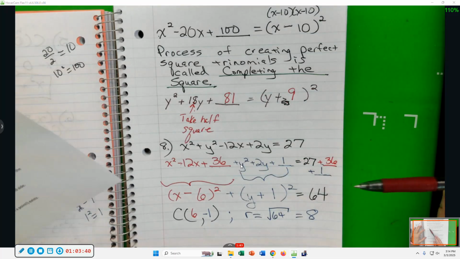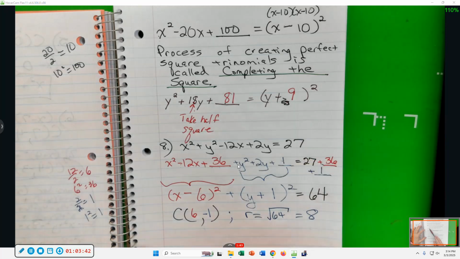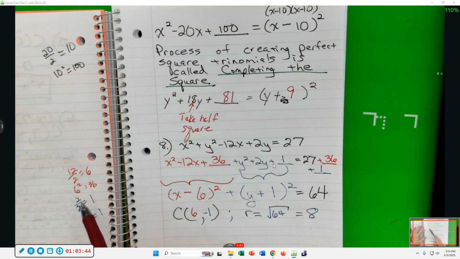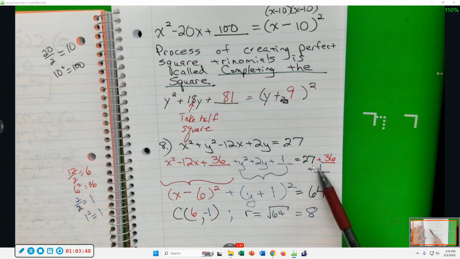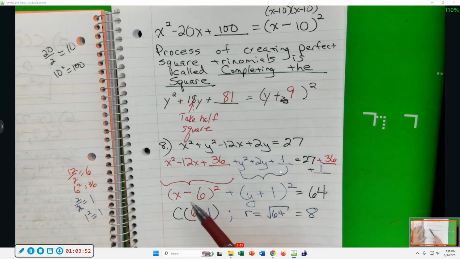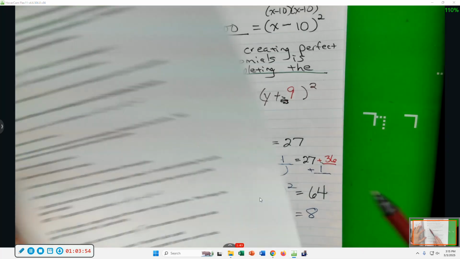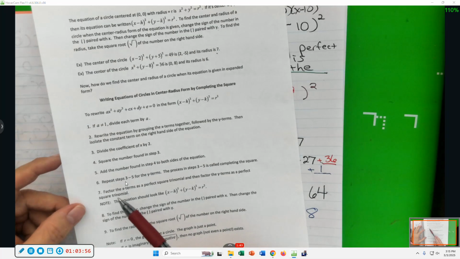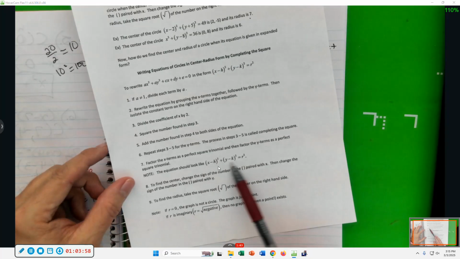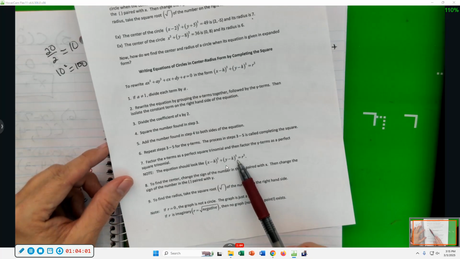Repeat steps 3 through 5 for y. That's what we did here. Half of 2 was 1. 1 squared was 1. Add 1 to both sides. Factor as perfect square trinomials. Factor, and at that point it should look like it's in center radius form.